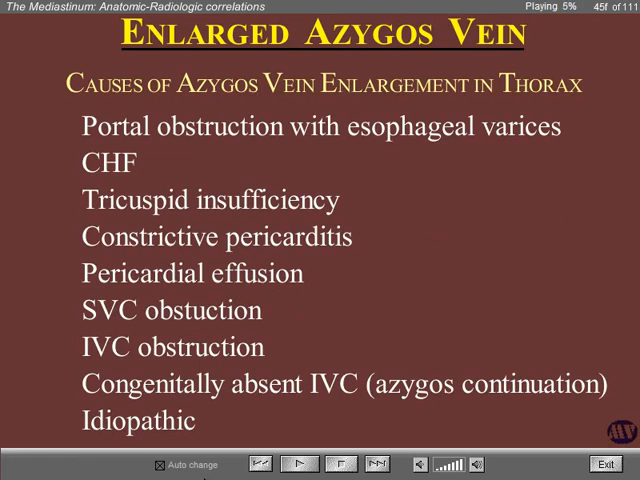Causes of azygos vein enlargement include portal obstruction with esophageal varices, that is flow diversion from the abdominal veins into systemic veins that terminate in the azygos system. Congestive heart failure, tricuspid insufficiency, constrictive pericarditis, pericardial effusion, superior vena cava obstruction, inferior vena cava obstruction, congenital absence of the inferior vena cava, so-called azygos continuation, and idiopathic forms.